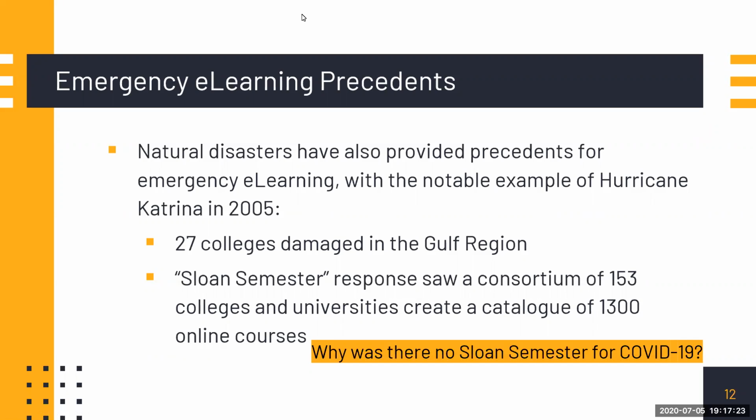I'll just pause again here. So I know that this was the shorter of the three sections, but are there any questions or other precedents from your campuses of emergency e-learning or online learning responses?